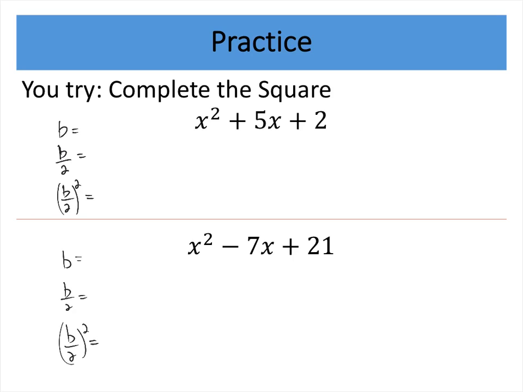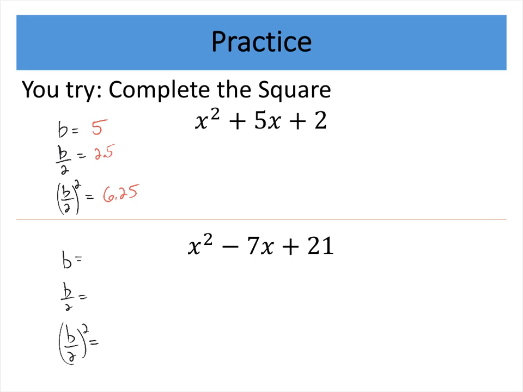All right, hopefully you've paused the video and have given it a try. We're going to take the b value. The b value here is 5. We're going to cut it in half. So half of 5 is 2.5. And we're actually going to raise it to the power of 2. So 2.5 times 2.5 is 6.25. This is weird, but remember we're going to add and subtract.